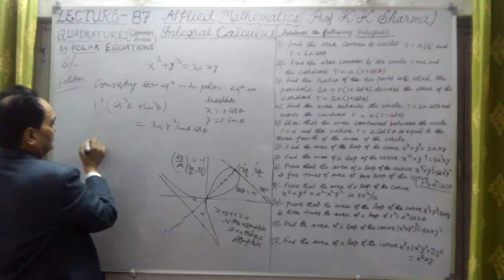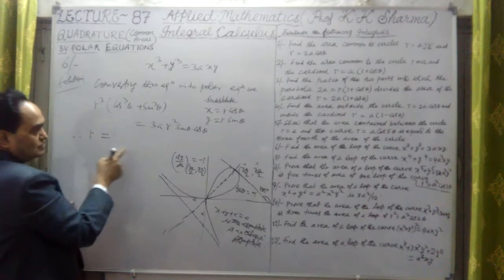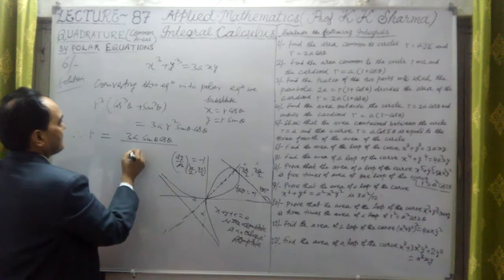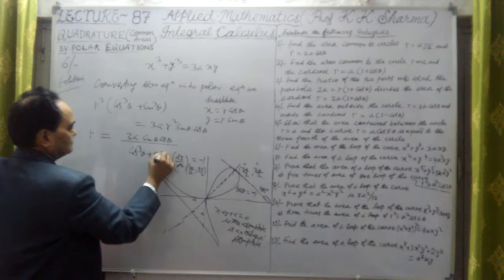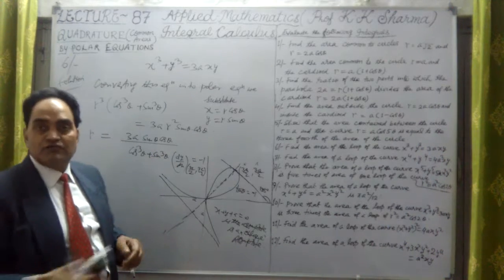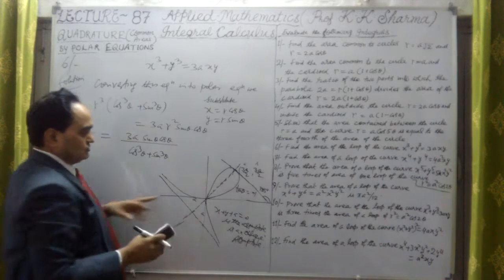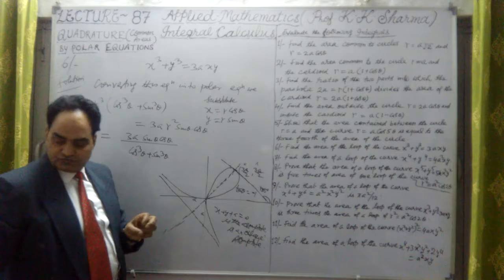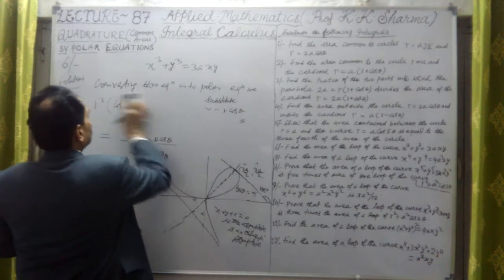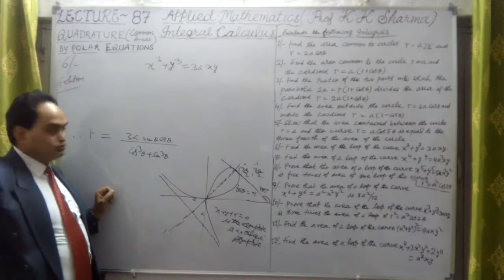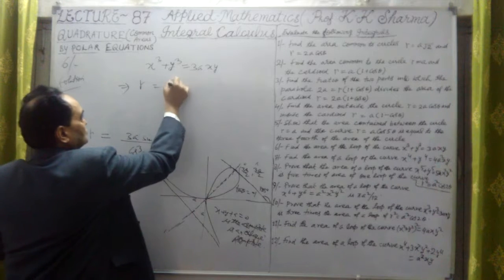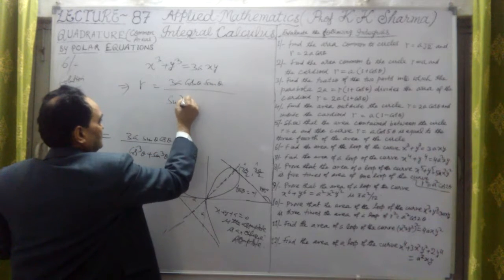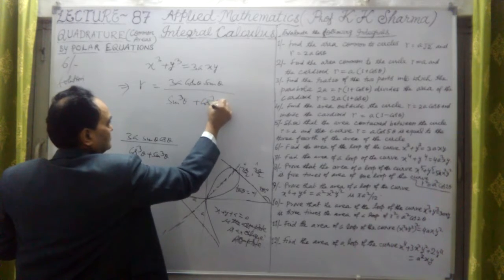If I divide by r squared, you will get r is equal to 3a sin theta cos theta divided by cos cubed theta plus sin cubed theta. Okay, so this is the value of r here. Now let me find the area of this loop. What are the limits for this equation? Let me write here that r is equal to 3a cos theta sin theta divided by sin cubed theta plus cos cubed theta.